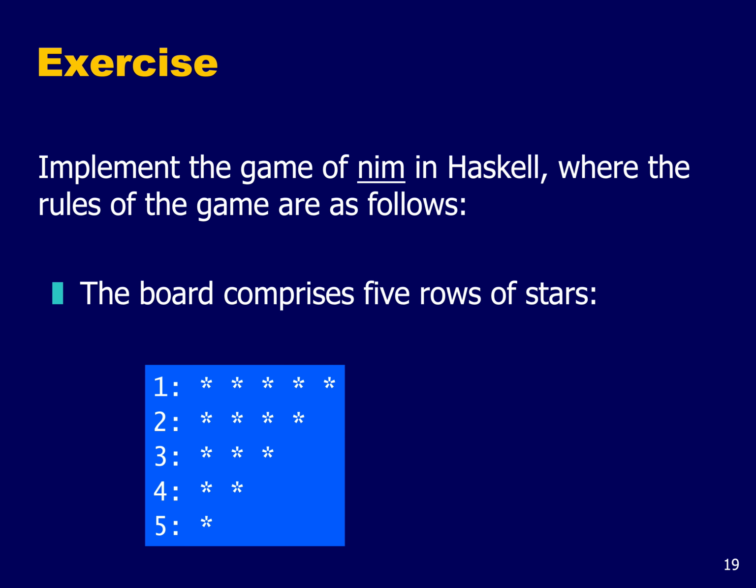So nim is a board game, and the board in this case is going to comprise 5 rows of stars. So in the first row we have 5 stars, then 4, 3, 2 and 1. If you've seen the game of nim before, there's different configurations of the initial board, but this is the one that we're going to work with for our program.